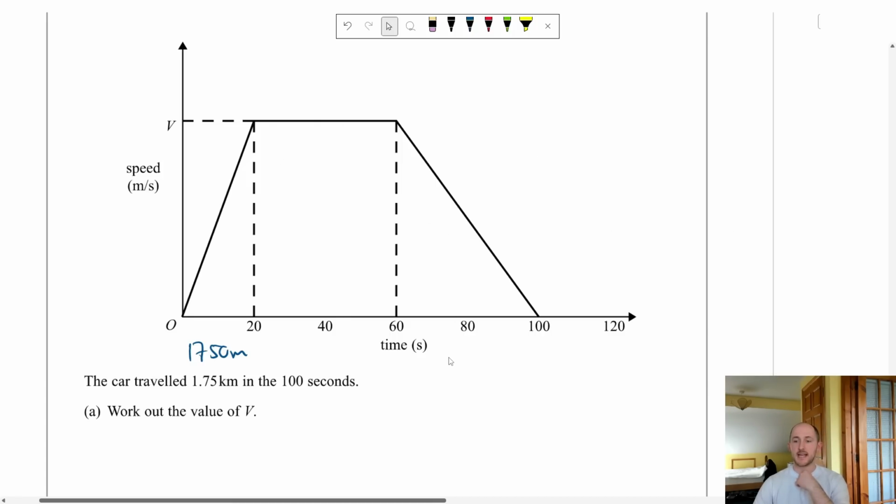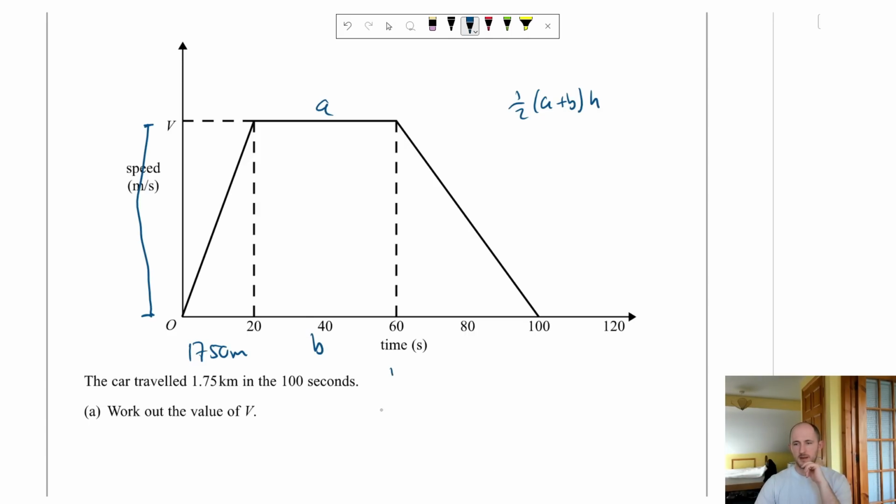This shape here is a trapezium, and the area of a trapezium is a half (a plus b) times h, where h is your vertical height, so in this case v, and a and b are the two opposite parallel sides. So that means it would be a half. a is going to be this middle section, which is the difference between 60 and 20, so 40 seconds, plus the total length, 100, times by v should equal 1,750.